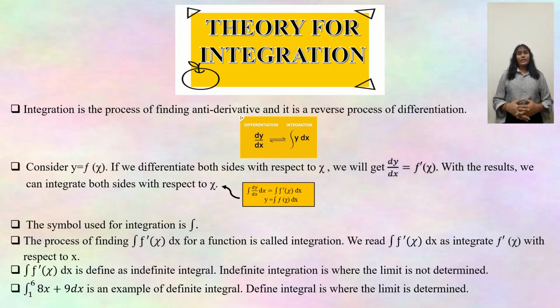Now, I would like to explain integration in more detail. The most basic is the symbol of integration, which we can call a big S. We read it as integrate f'(x) with respect to x. There are 2 types of integration. First is indefinite integral, and the second one is definite integral. Indefinite integral is where the limit is not determined, while definite integral is where the limit is determined.